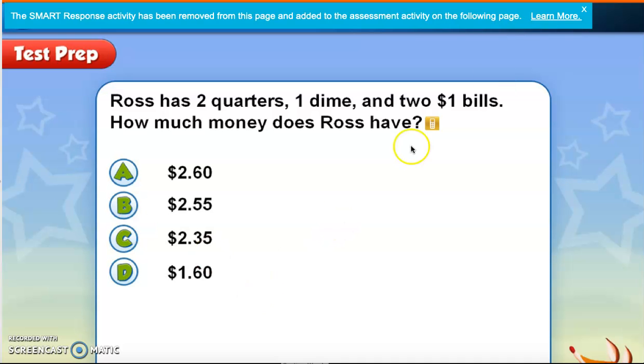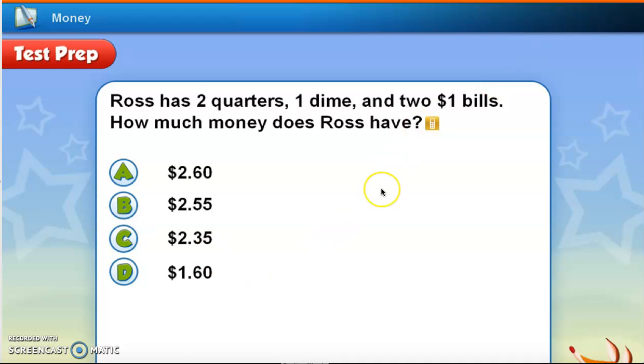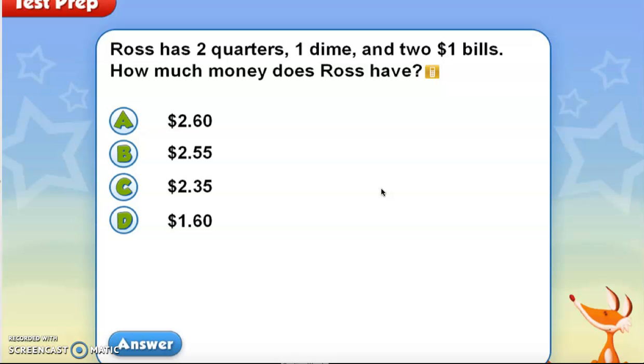Okay, and then our last problem is a multiple choice one. Okay, so again, it doesn't give us manipulatives to work with. So we would probably have to draw a picture for this one, right? If we don't have the opportunity to use real money, we would probably draw a picture. So I'm going to get ready to just draw a quick picture to figure this problem out. So Ross has 2 quarters, 1 dime, and 2 $1 bills. How much money does Ross have? So we need to find out how much money Ross has.